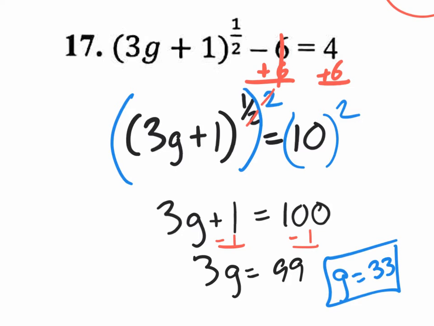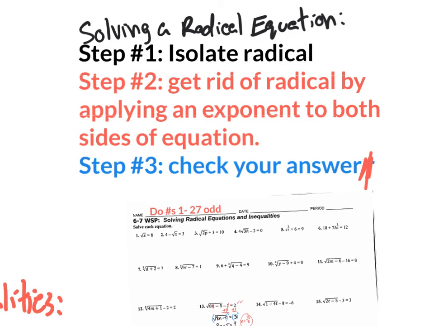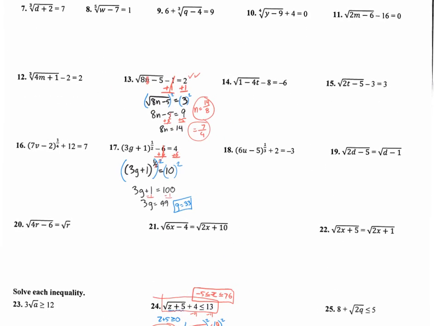So once again, if you follow these steps, any radical equation or any equation with a rational exponent will be really easy to do. Isolate the radical or isolate the rational exponent term. Once you isolate it, get rid of it. How? By applying an exponent to both sides of the equation. So if you have a third root, apply the power of 3. The fifth root, apply the power of 5. That'll get rid of it. And don't forget to check your answer. Any other ones on the first half?